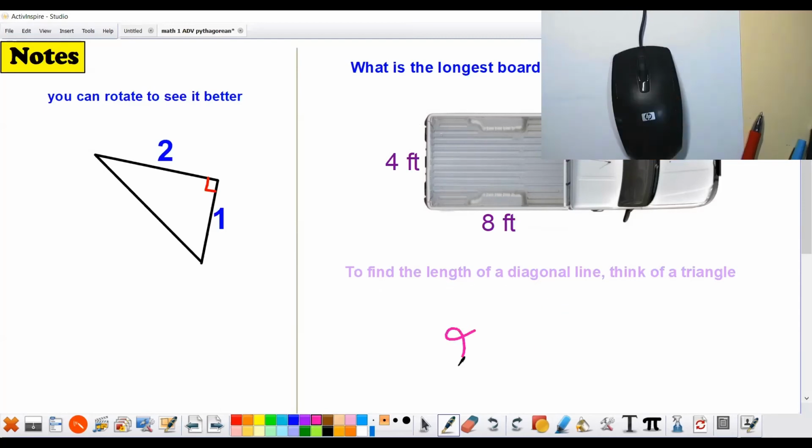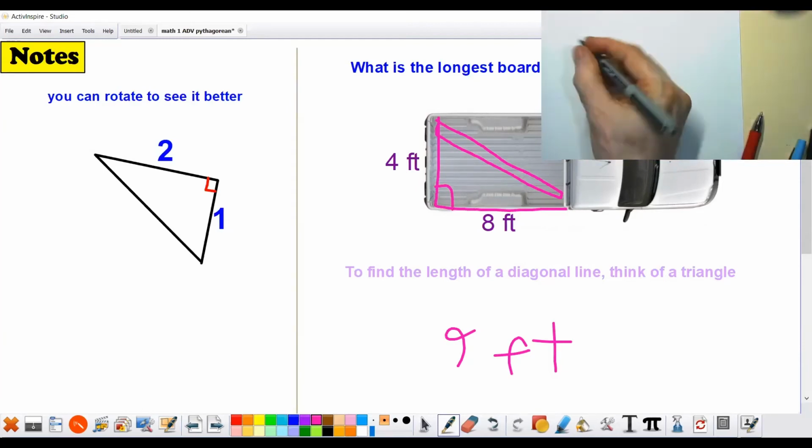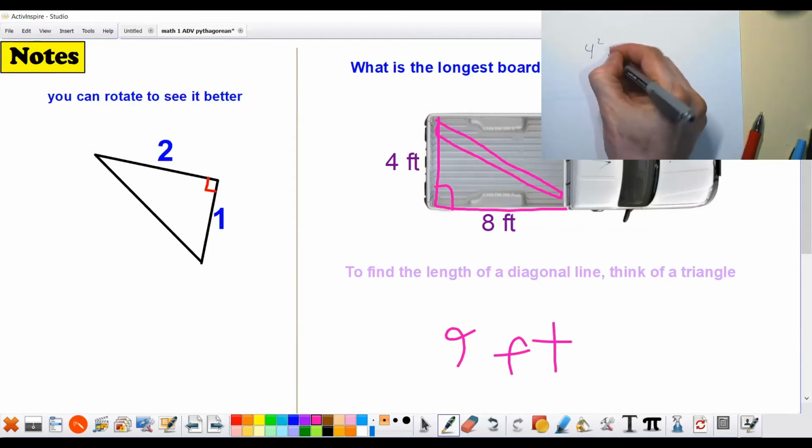Could I fit a 9-foot board in the truck without lowering the tailgate? What if I put it diagonally and put a 9-foot pipe in there? Would it fit? Well, let's see. How long is the diagonal? Isn't this a corner? So I could do the Pythagorean theorem again. I would just do my math. I would go, let's see, 4 squared plus 8 squared, 16 plus 64. That's 80.